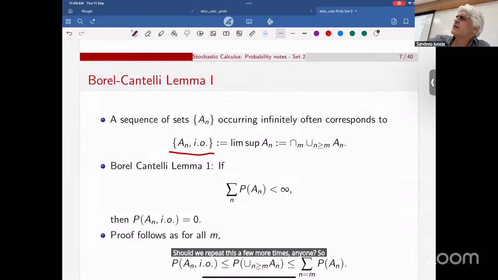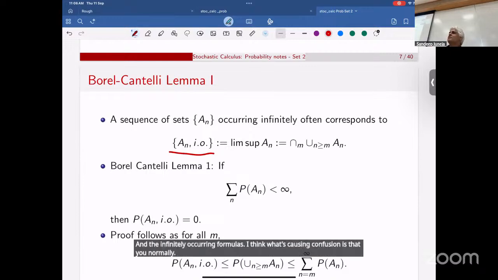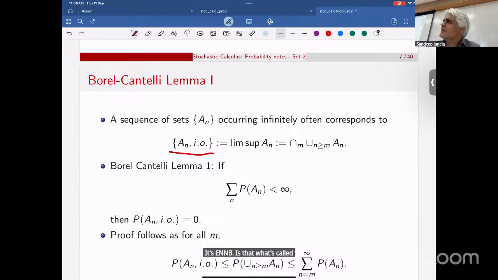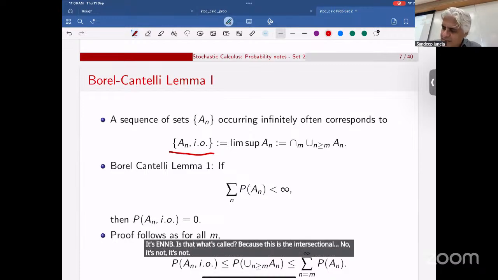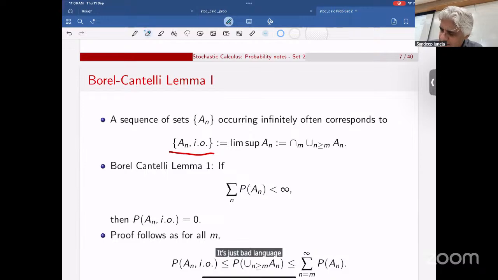So, does this mean that the A_n and the infinitely recurring omegas... I think what's causing confusion is that normally when I say A_n comma B, it's two sets, A_n and B. Is that what's causing the confusion? The intersection of? No, it's not. It's just bad language on my part. Just assume that this comma is not there.